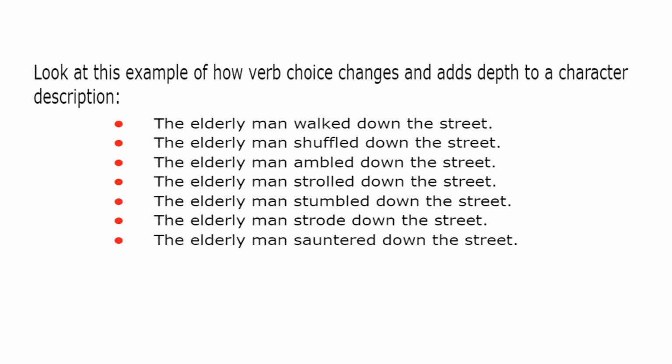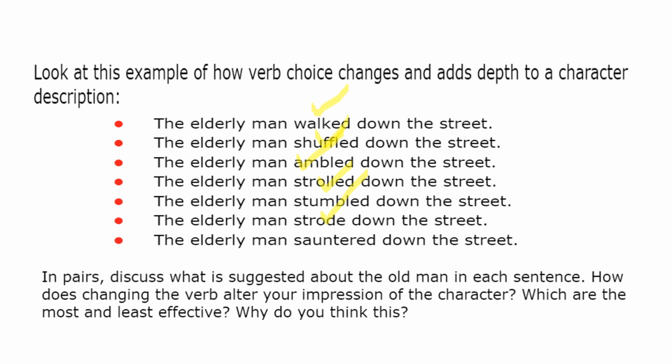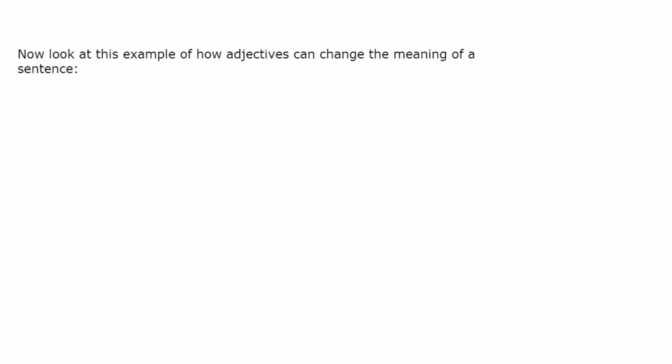Now for further understanding, look at these examples. These example sentences are the same, but only a word is replaced: the elderly man walked down the street, or the elderly man shuffled down the street, or the elderly man ambled down the street, or the elderly man strolled down the street, and so on. I'm sure that by looking at the previous examples, you will now see that each word has a different meaning, and it suggests something else about the elderly man. So going deep into the word and looking closely at the word sense is really important.